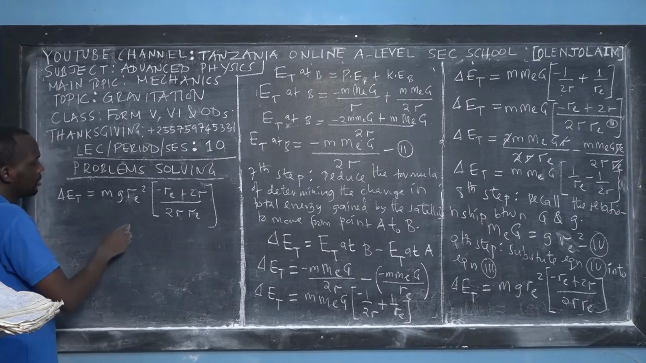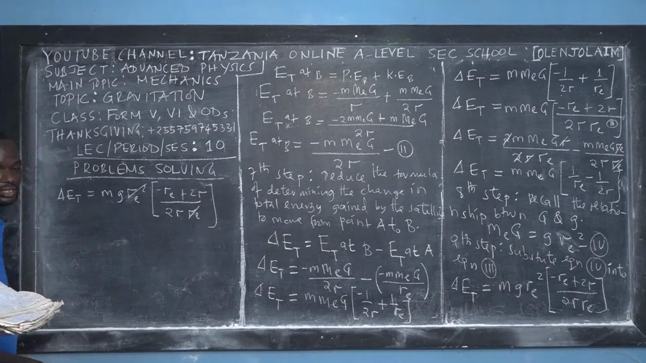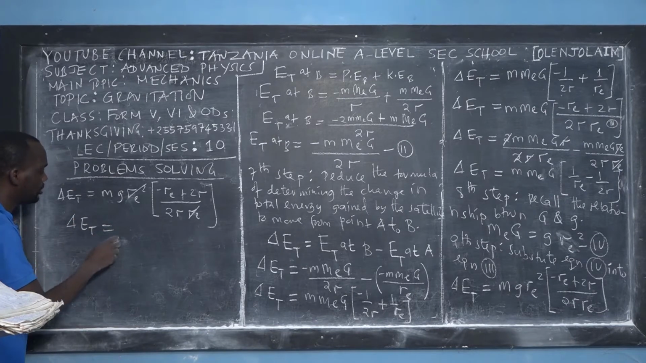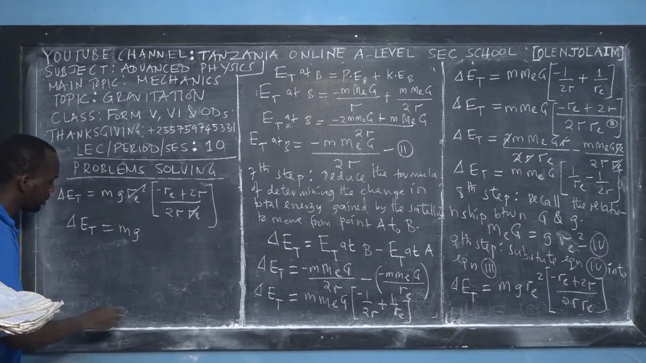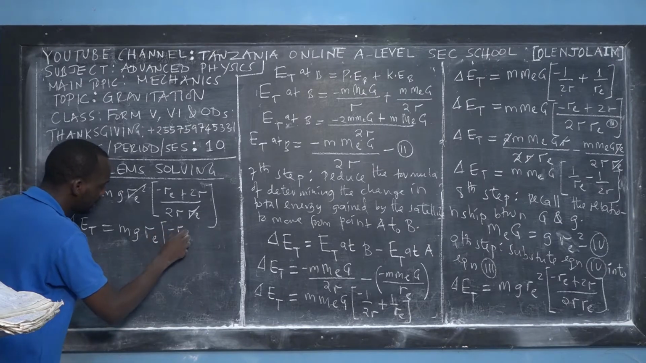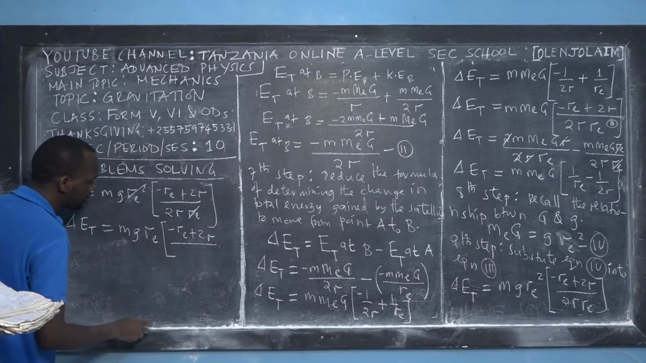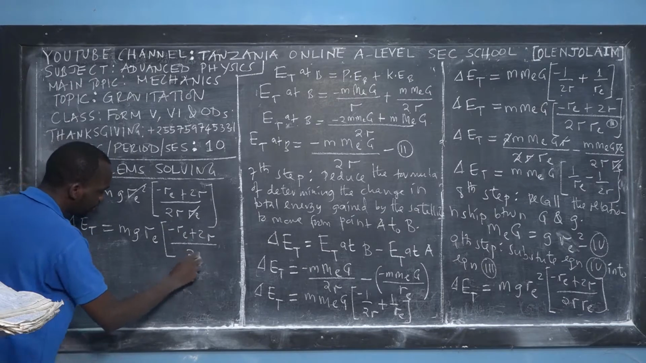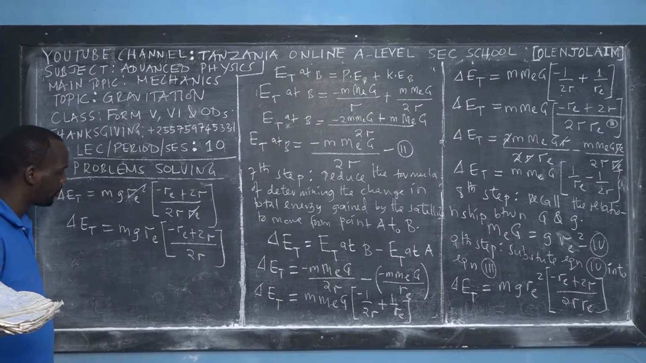So what happens? One radius of the Earth and one radius of the Earth will cancel, right? So you say that change in total energy between the 2 points is equal to mass of the satellite, which we are given, times acceleration due to gravity g, we are given, radius of the Earth also we are given, minus radius of the orbit we are given, over twice R. So this is the final formula to solve our problem.